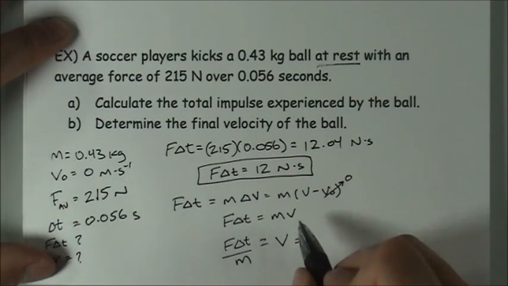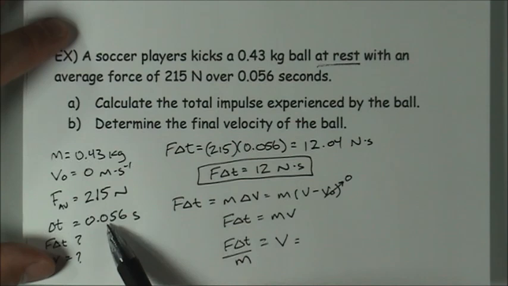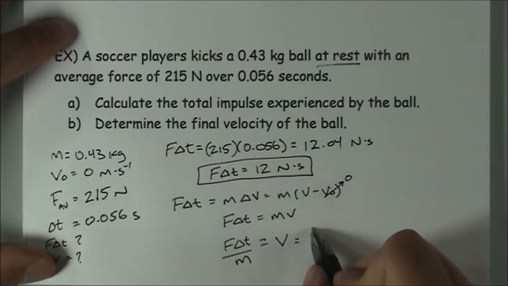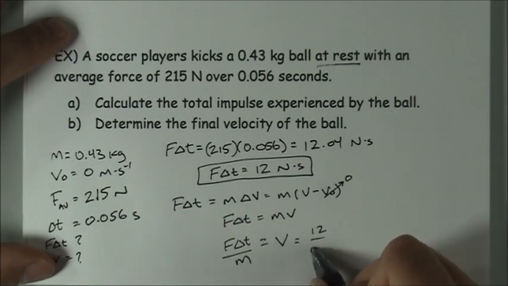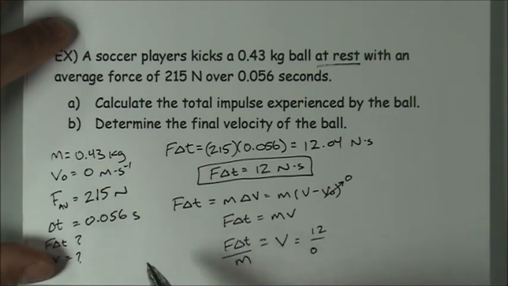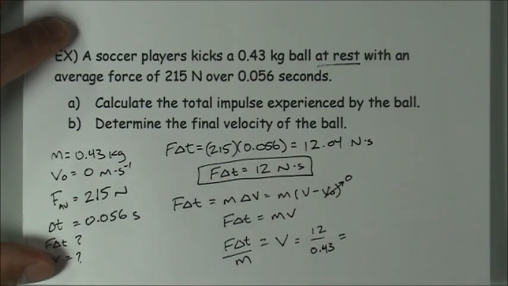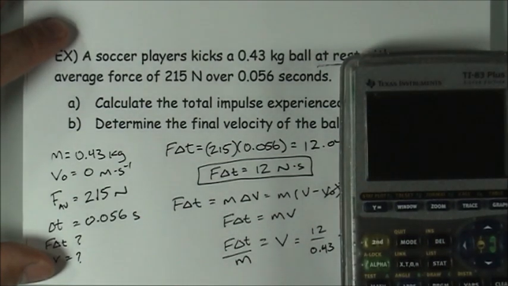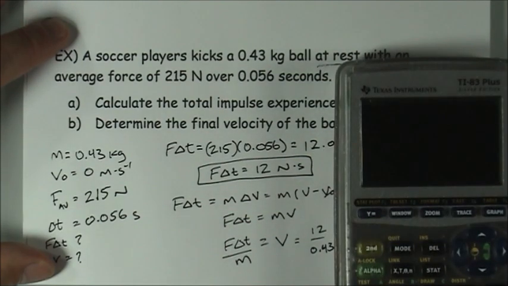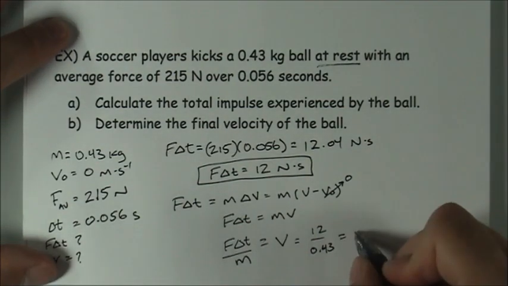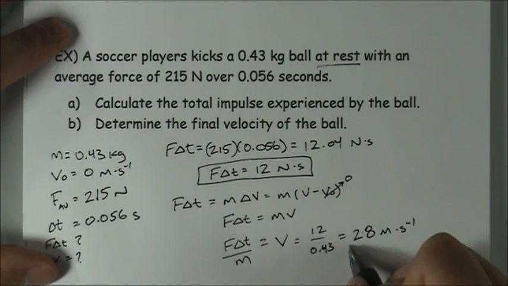And so therefore, and this is really important, you don't recalculate this. I'm not going to put 215 times 0.056 because I've already calculated the answer to that. The answer was 12. I simply need to bring in the mass, which was 0.43. That would come out to be 28 meters per second.